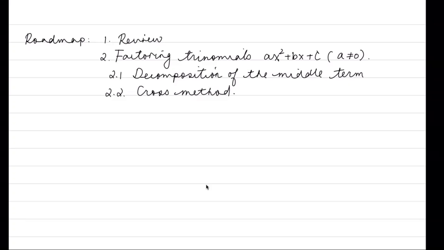The first one is called decomposition of the middle term, and the second is called the cross method. We'll see what these terms mean in about 20 minutes. I will make separate videos for the two methods, and then I'll make a third video in which I'm going to go through a lot of examples using these methods to make sure that we understand what's going on here. Okay, so let's just get started.